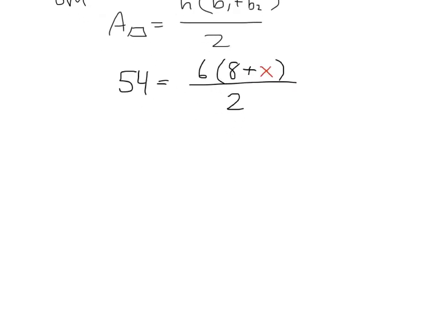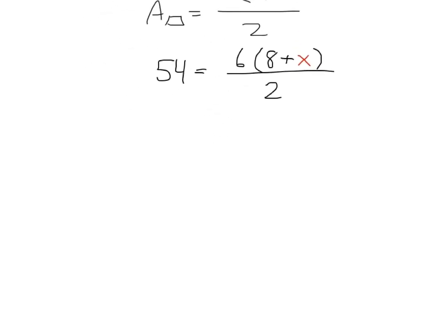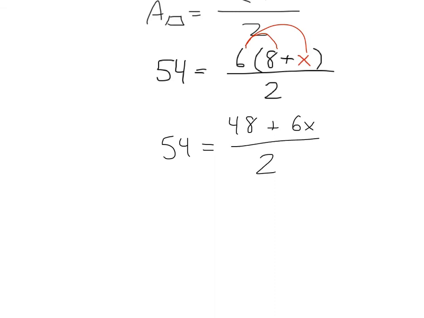This is where we need a good understanding of the distributive property. Order of operations would say you need to do what's on top first, then what's inside the parentheses. But 8 plus x, you can't add 8 to x, so you have to distribute correctly. So 54 equals, the distributive property says I can take 6 times 8, which is 48, and then I can take 6 times x, which is positive 6x. Now we're going to divide that all by 2.